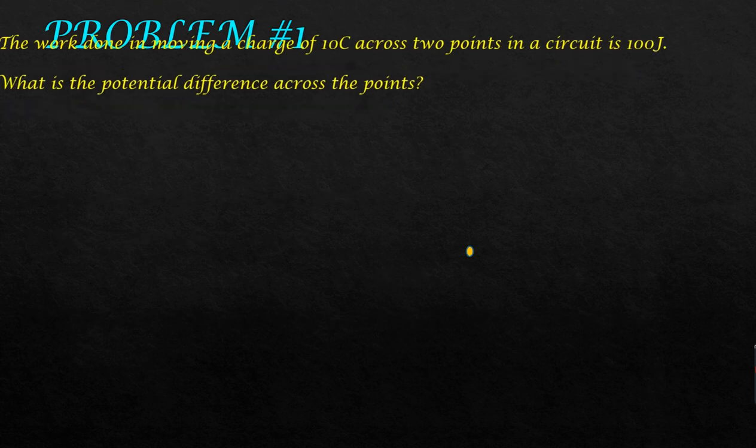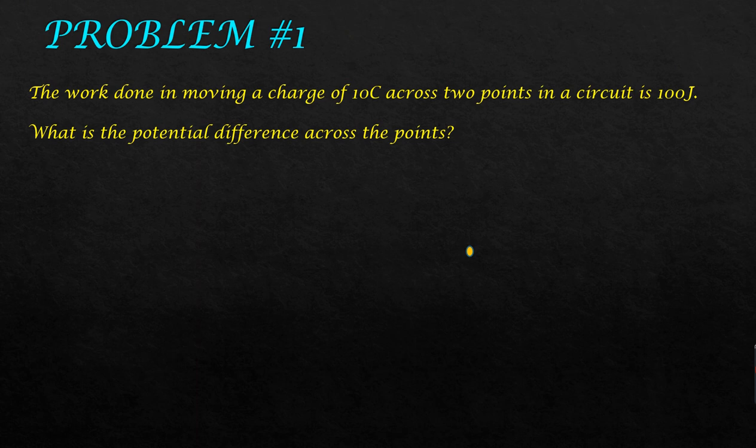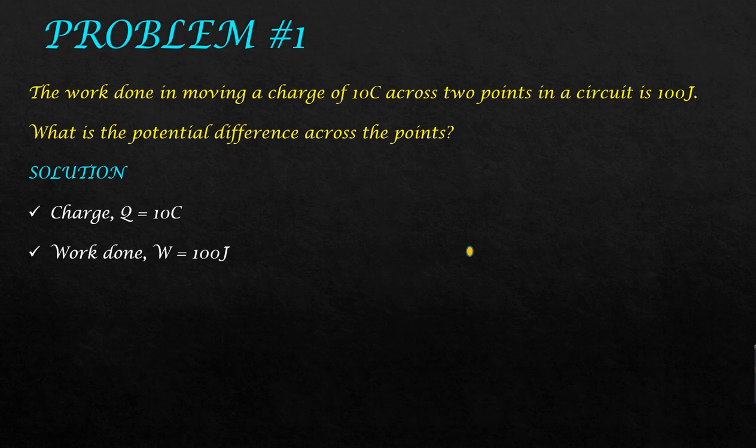So let us go for a problem which says that work done in moving a charge of 10 coulomb across 2 points in a circuit is 100 joule. What is the potential difference across the points? So we have charge which is 10 coulomb and the work done in moving this charge is 100 joules. What is the potential difference?